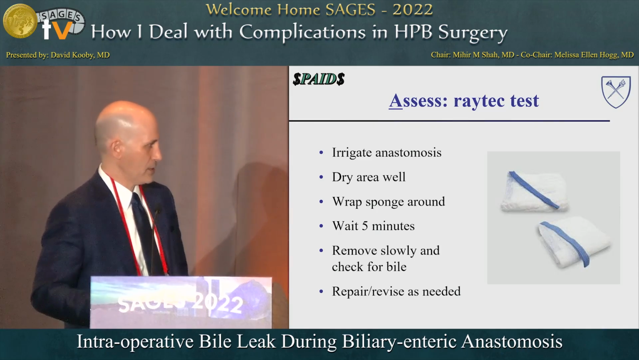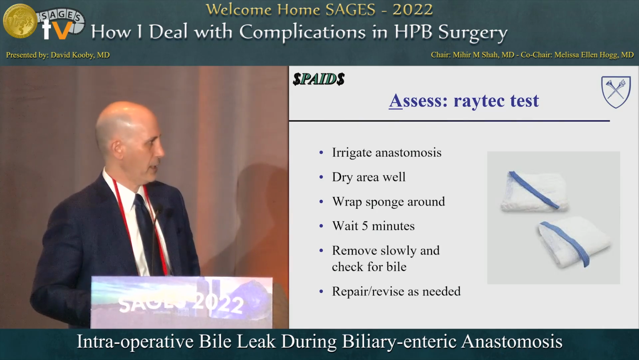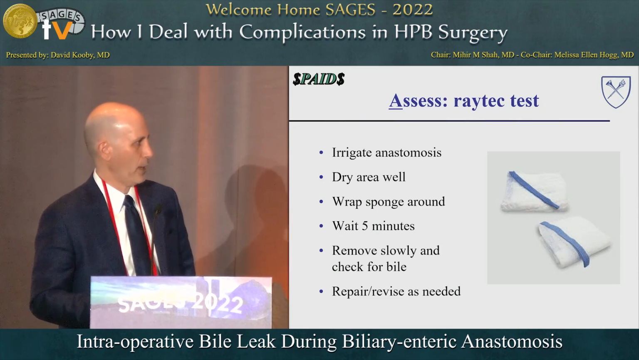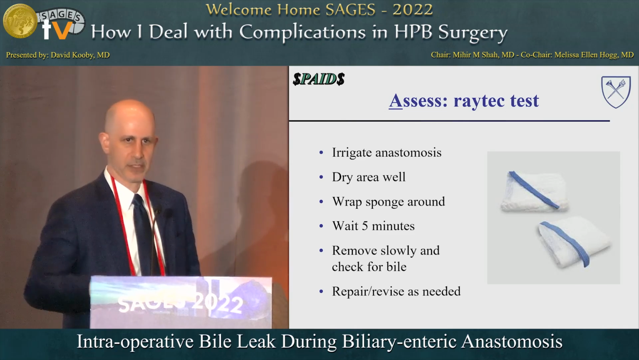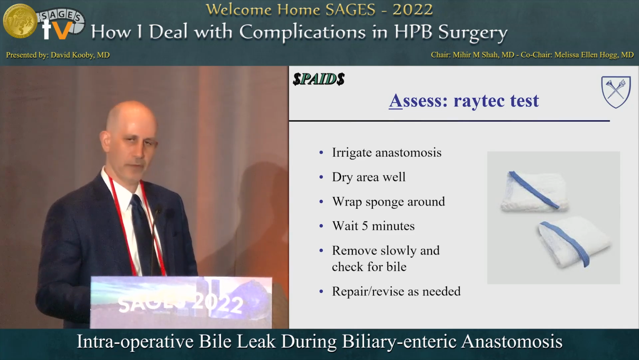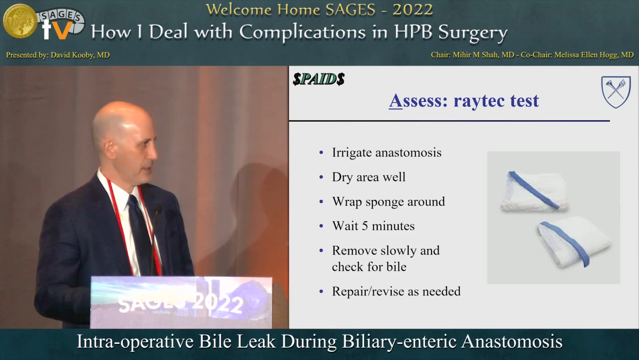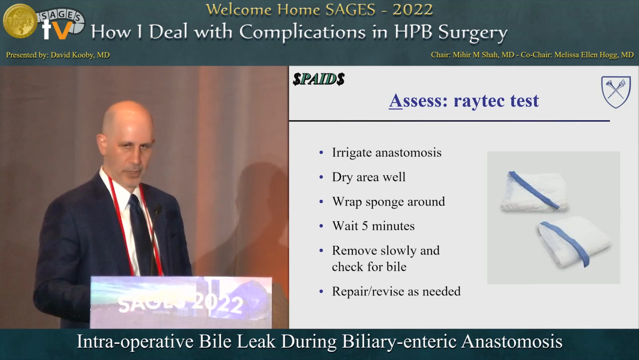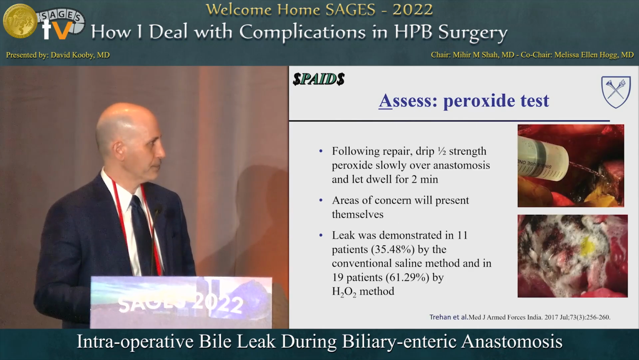The Raytec or gauze test, very easy. Just irrigate very clearly, dry the area well, wrap the sponge, wait 5 minutes, go do something else, and then remove it very slowly, and you can see areas that are obvious bile leaks. And then you can decide how you want to repair, revise, whether you put some additional stitches in or whether you take the anastomosis down.